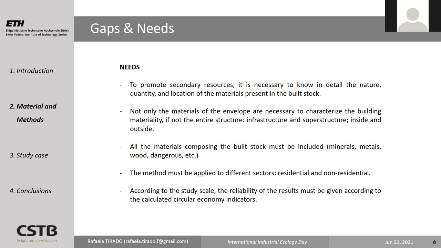So what are the needs for developing this model? What needs were identified? So first of all, promote secondary resources, because it's necessary to know in detail the nature, quantity, and location of the materials present in the building stock. Not only the materials in the envelope or facades are needed, we need information about infrastructures and superstructures too. All the materials will be studied, not only minerals or metals. We want to analyze non-mineral, mineral, metals, dangerous, and non-dangerous materials.